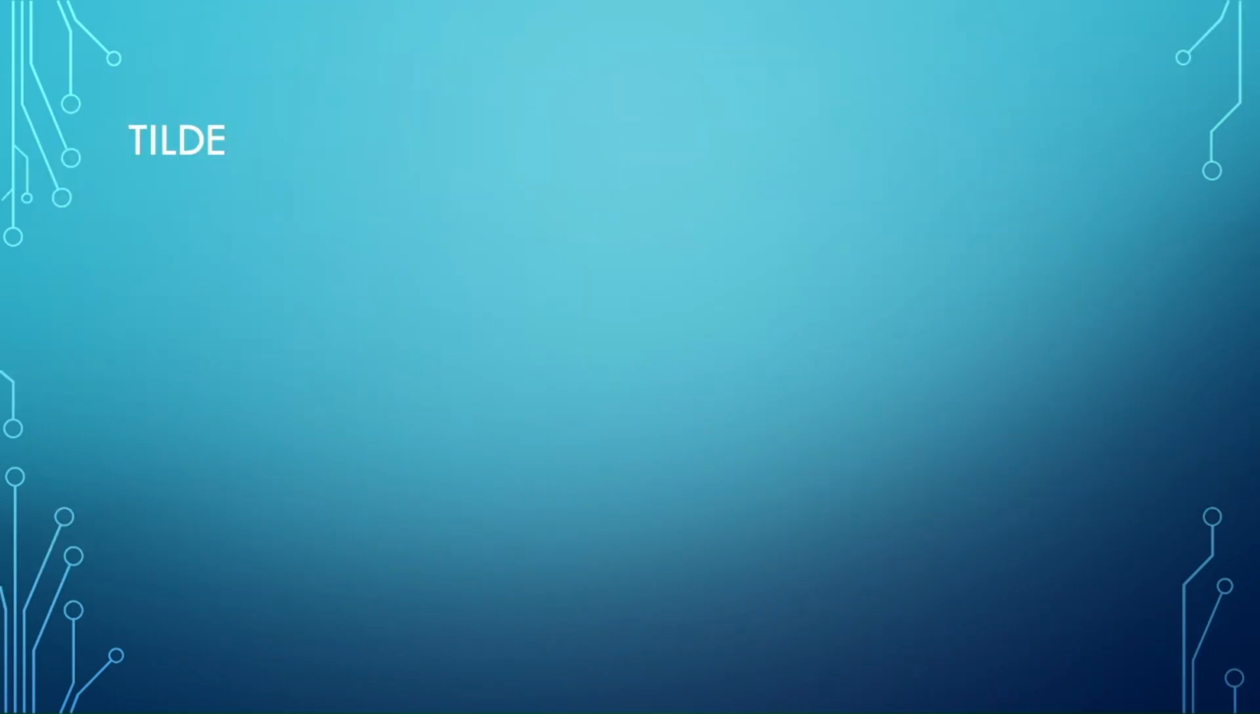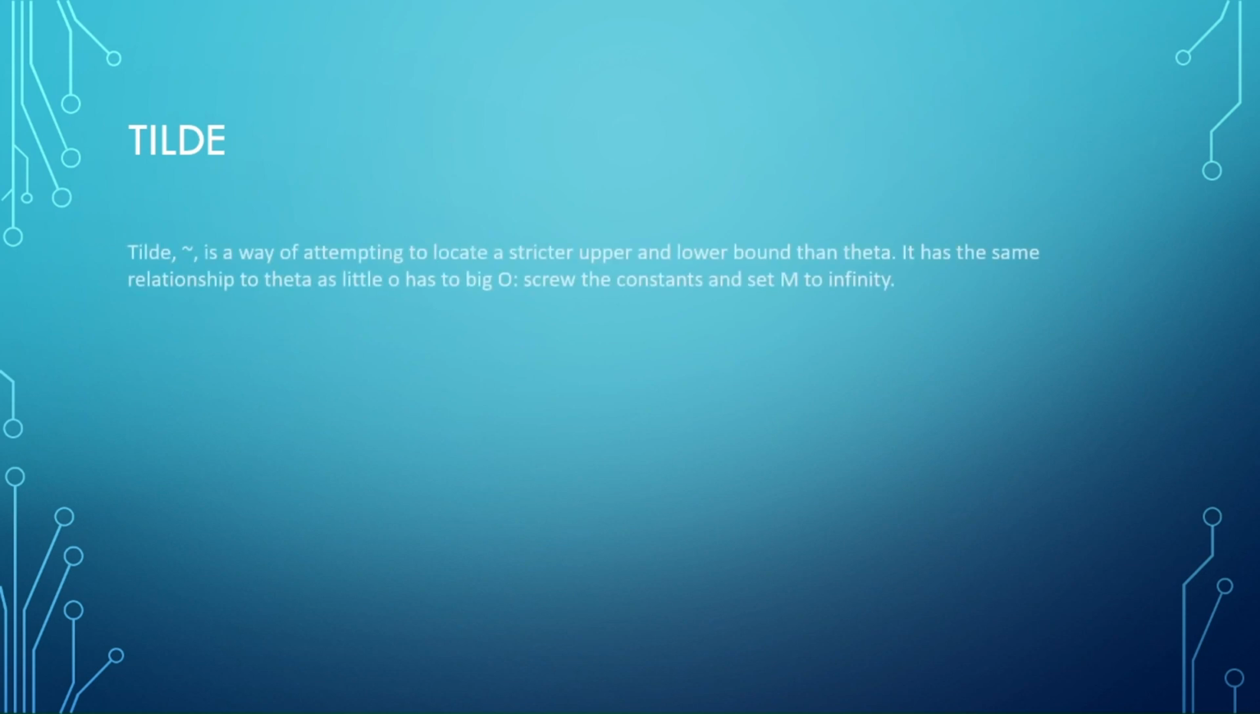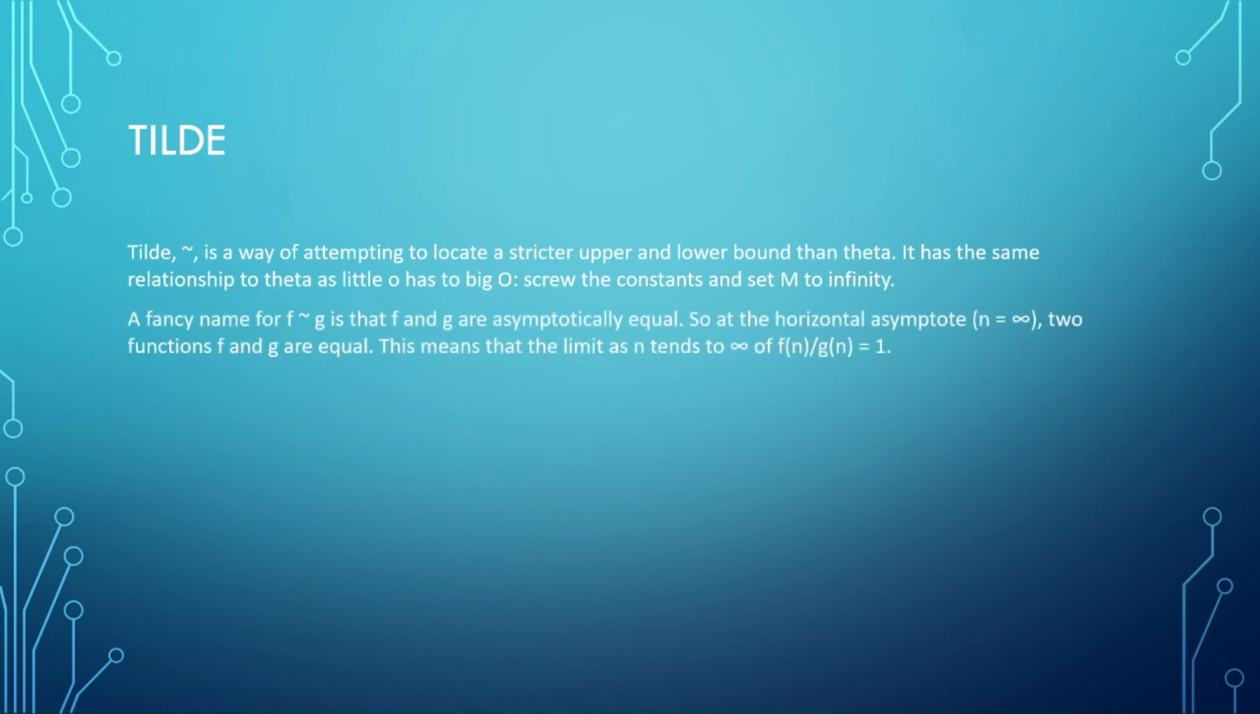Tilde notation. This is an interesting one. So tilde is a way of attempting to locate a stricter upper and lower bound than theta. It has the same relationship to theta as little o has to big O. Screw the constants and set m to infinity. A fancy name for f tilde g is that f and g are asymptotically equal. I'm not quite sure how to pronounce it, but yeah, they're asymptotically equal.